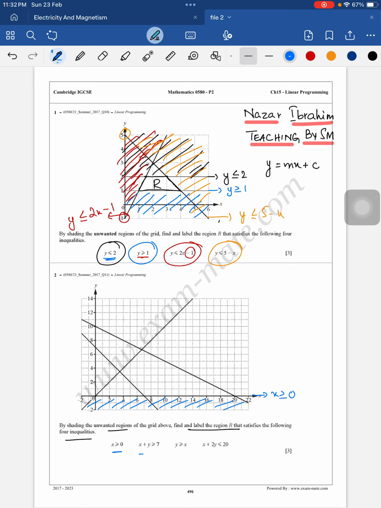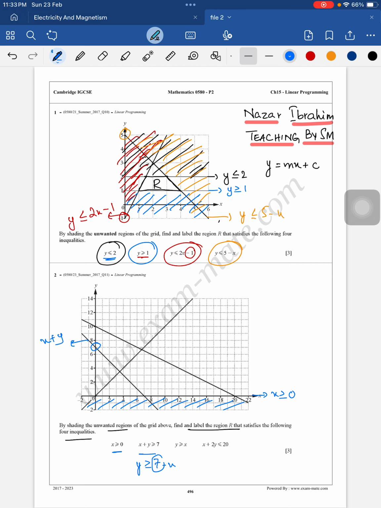Okay, now x plus y is greater than or equal to 7. First make it in the form y equals mx plus c, so this would be y equals 7 minus x, and according to y equals mx plus c, this is the y-intercept. So 7 is this part.